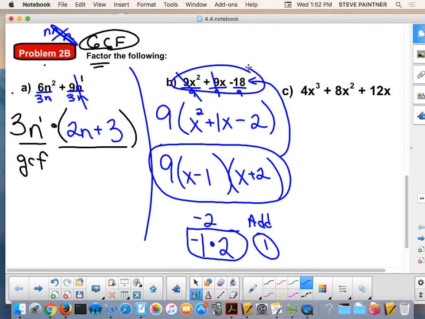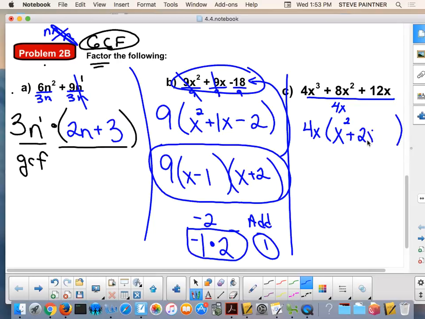The next one. Take out a 4 and an x. Divide everything by 4x. First one would be x what? No, that'd be 2x. Oh, 4, okay, and the 4s cancel. Followed by 2x, followed by 3.